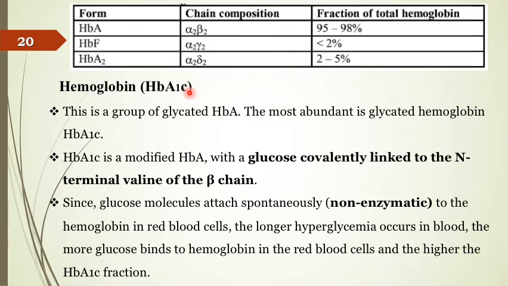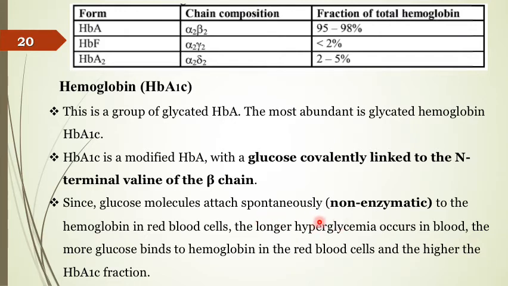Hemoglobin A1C, as we said, glucose binds covalently to the beta chain of hemoglobin. As we said, we have 2 alpha chains, 2 beta chains. Glucose binds covalently, and it occurs without enzymes. This process does not need enzymes. It occurs spontaneously. Any process which occurs without enzymes takes a longer time.